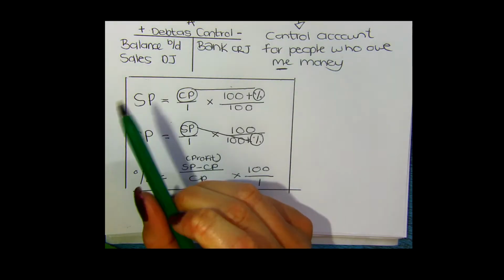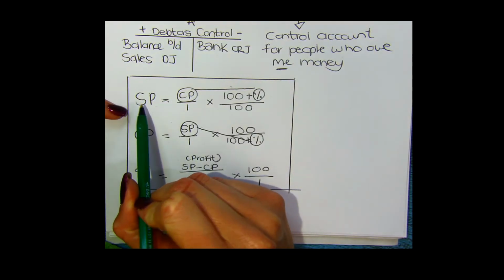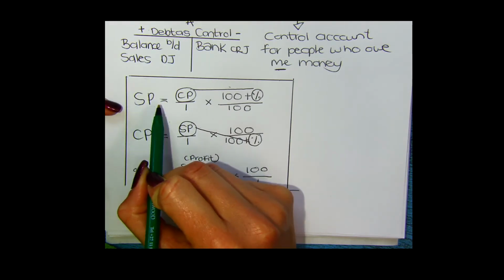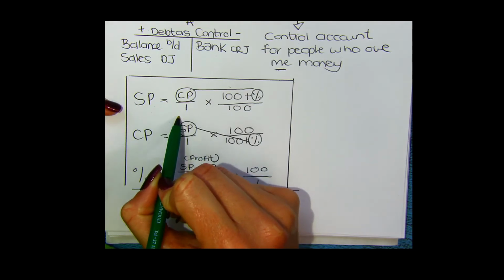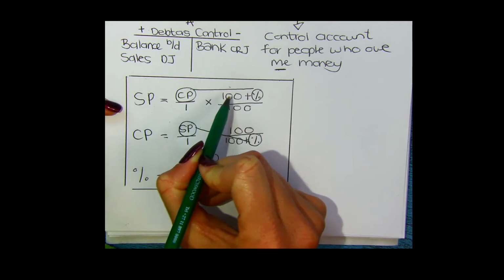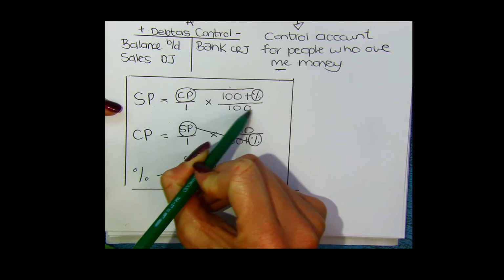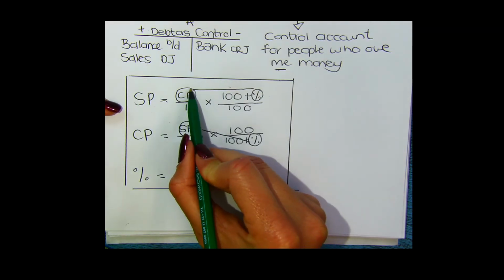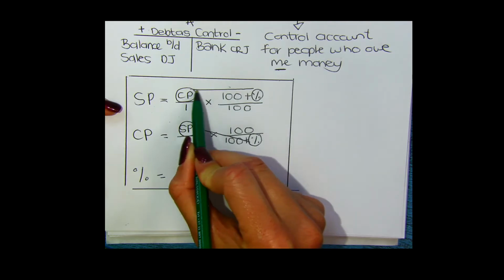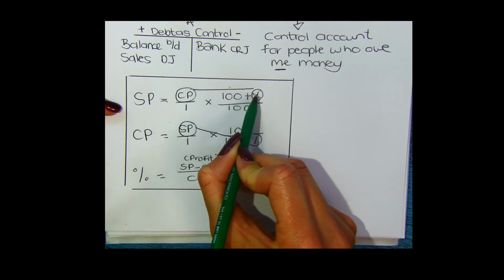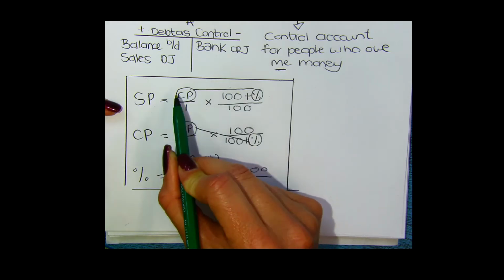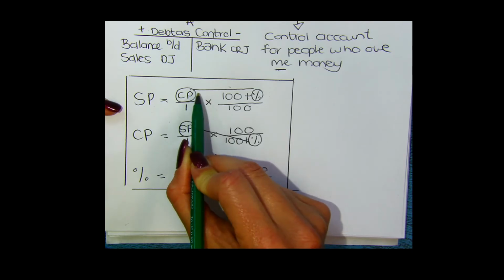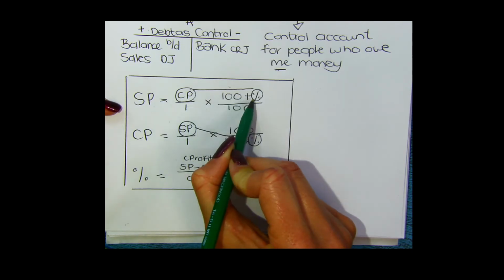Then just our formulas over here. Selling price: whatever I am looking for appears before the equal sign. So selling price equals cost price divided by 1 times 100 plus percentage divided by 100. So when we are looking for my selling price, everything is in a straight line. My percentage is at the top and so is my cost price. So all the information that is given to you is in a straight line.